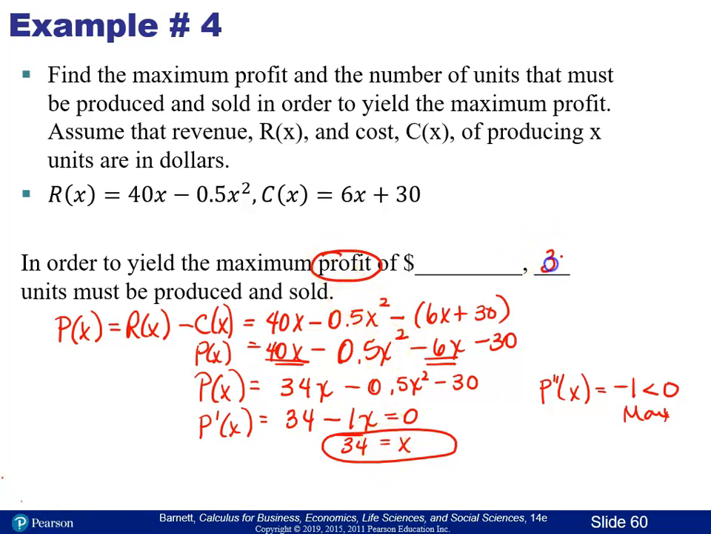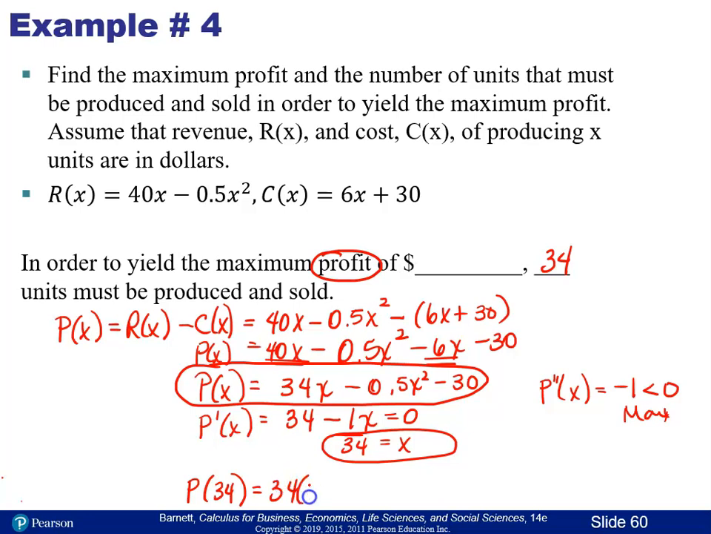So I want to produce 34 units. So I know how many units I want to produce. I don't know the price that I want to sell them for or the maximum profit at this point. It's not asking me for the price, so I can actually just go directly to my profit equation here and plug in 34. So 34 times 34 minus 0.5 times 34 squared minus 30 is going to give me 548. And that should be my maximum profit.